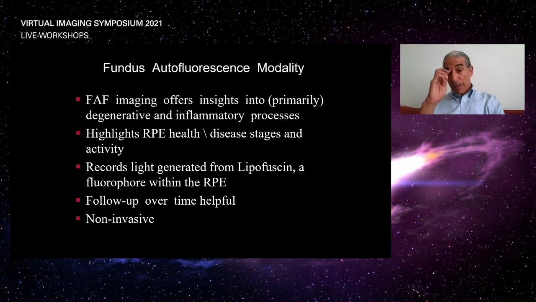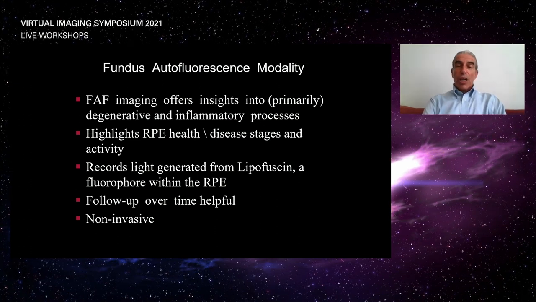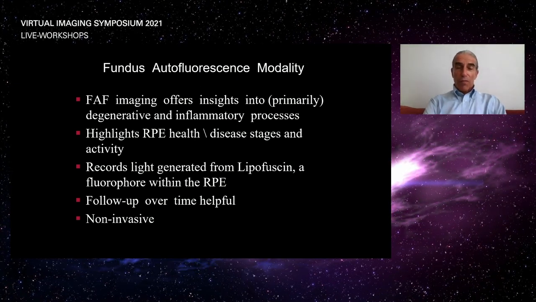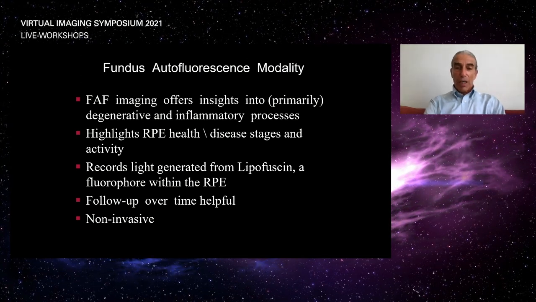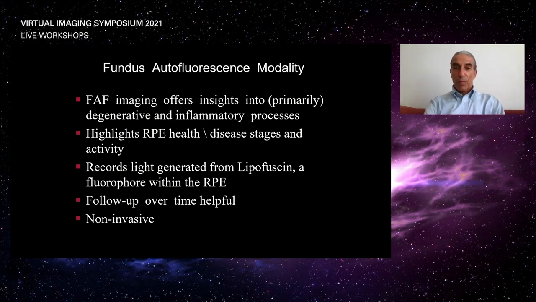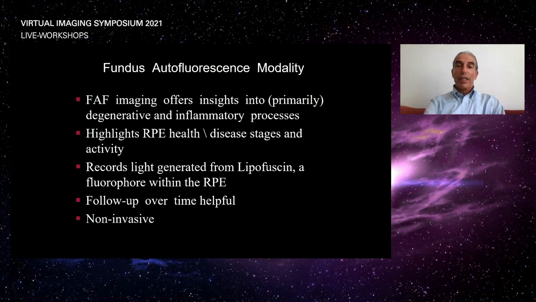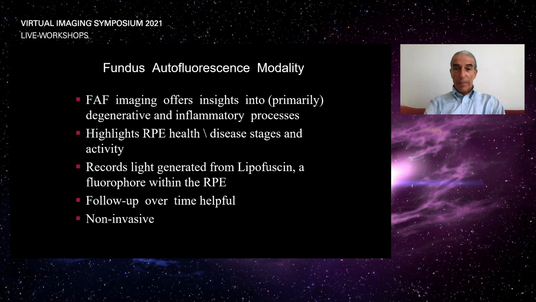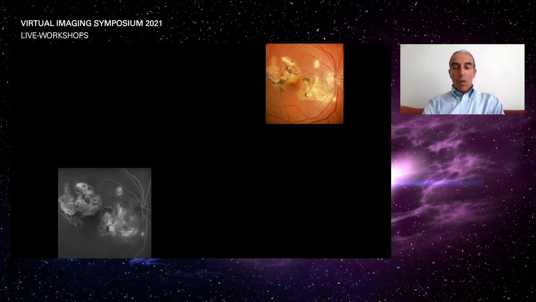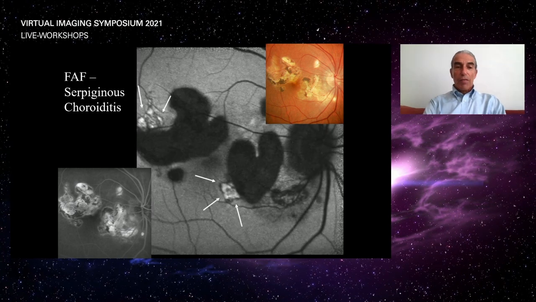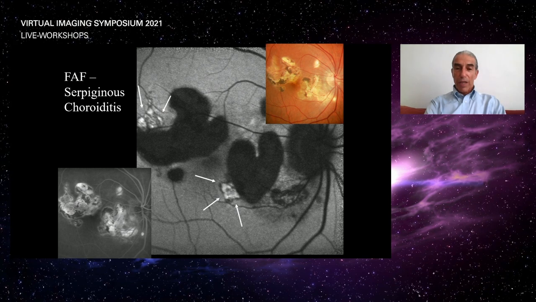Now, autofluorescence imaging records light generated from lipofuscin, which is a fluorophore in the RPE. It allows us follow-up over time, and it's not invasive. We can even run movies showing the progression of autofluorescence damage seen in the RPE. So, one example. Color photography and fluorescein do not show us anything close to what we see in autofluorescence.